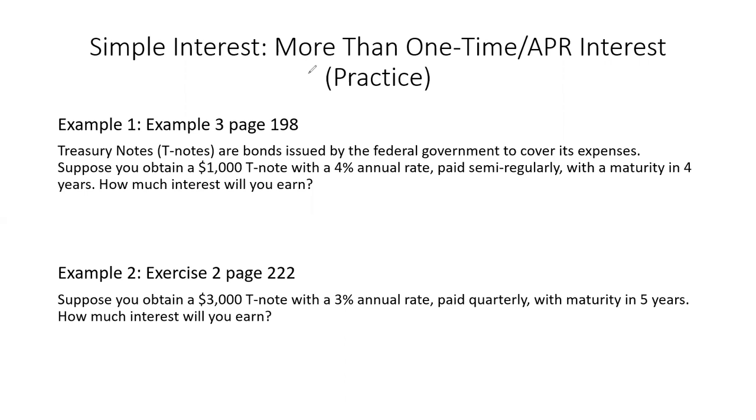Example 3 on page 198 says treasury notes, or what are also called T-notes, are bonds issued by the federal government to cover its expenses. Suppose you would obtain a $1,000 T-note with a 4% annual rate, paid semi-annually. Sorry, that's a little sloppy there. I'm going to write that one again.